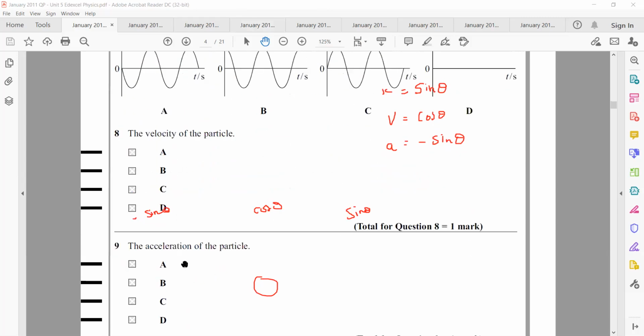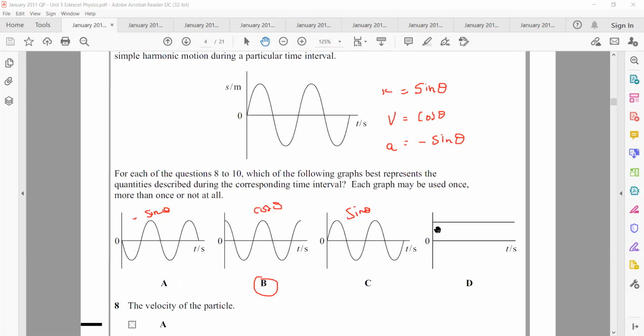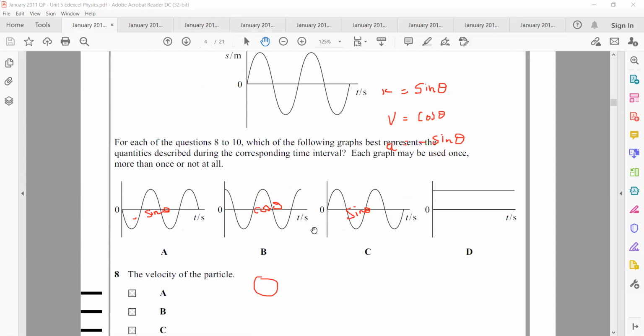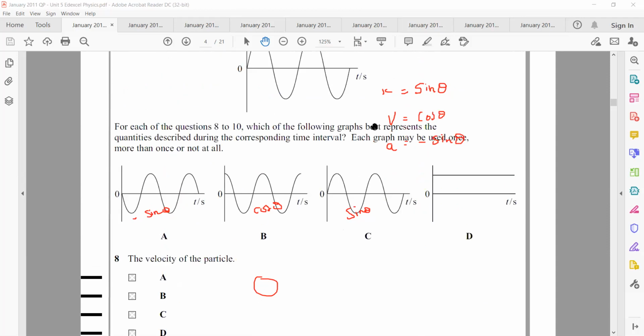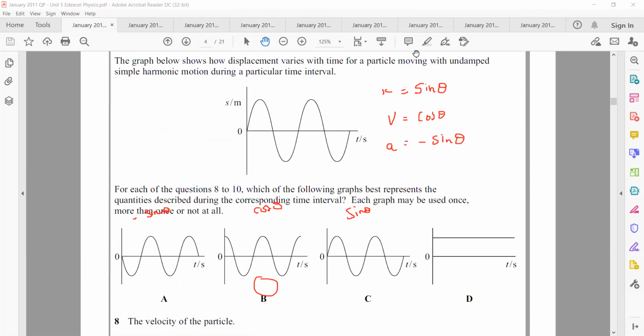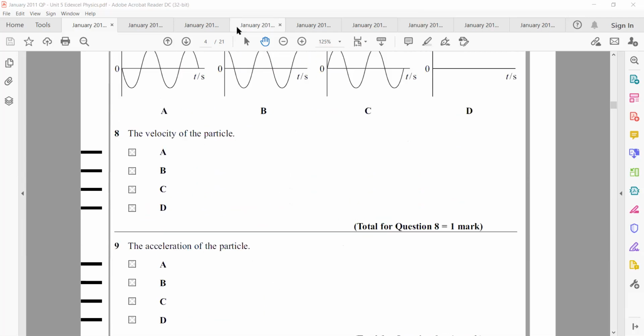The next part they're asking is the acceleration of the particle. Which one is representing acceleration? So question 9. Acceleration is represented by A, because as you can see, when we take a derivative of cos, it will be minus sine. So velocity is denoted by B, whereas acceleration is denoted by A.